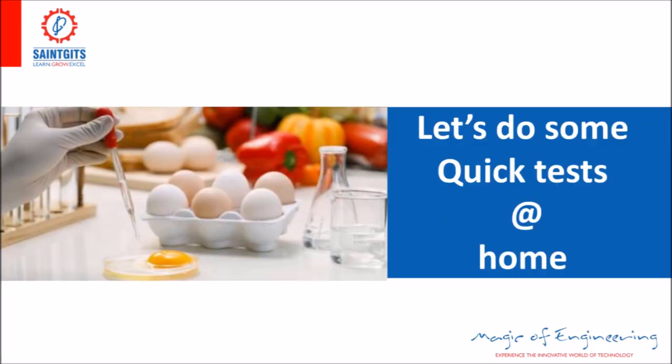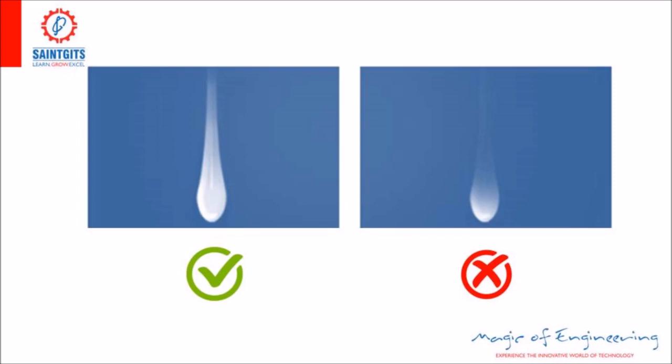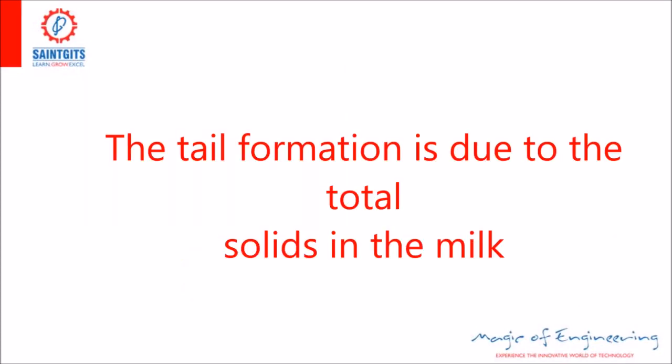Let's do some quick tests. Let's see if your milk is adulterated with water. Put a drop of milk on a polished slanting surface. Pure milk flows slowly, leaving a white tail behind. Adulterated milk will flow immediately without leaving a mark. The tail formation is due to the total solids in the milk.